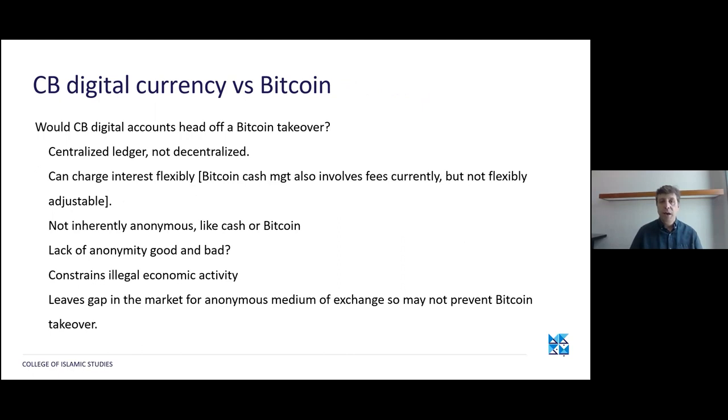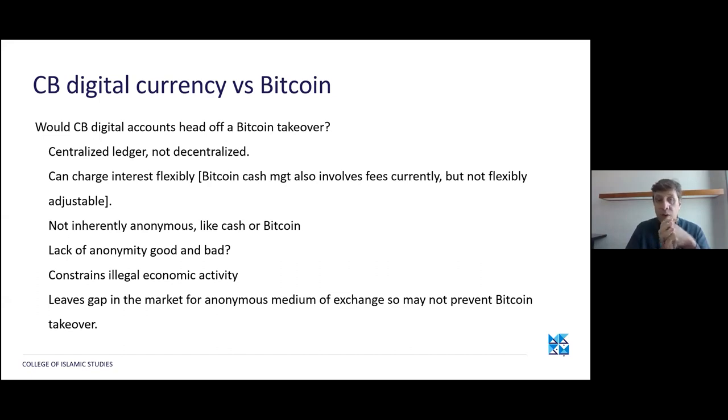Another question that we ask: would the central bank digital currencies head off the Bitcoin takeover? So they are not exactly the same. Central bank digital currencies are centralized, but Bitcoin is decentralized. Bitcoin doesn't pay interest. Now decentralized finance and future markets might start doing it, but the future markets of the cryptocurrencies are relatively less developed.